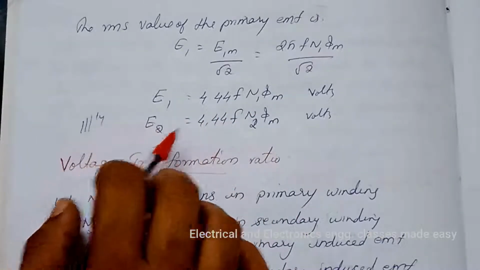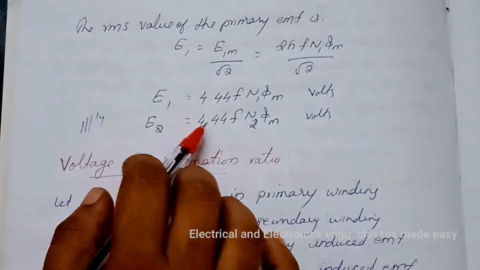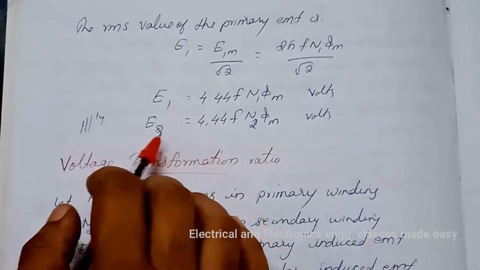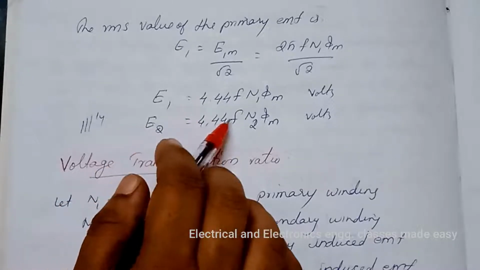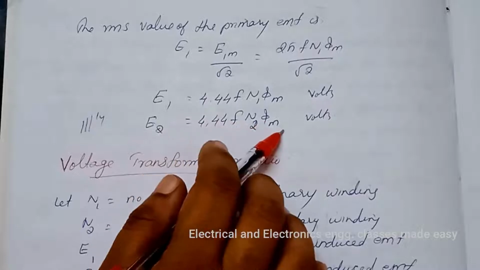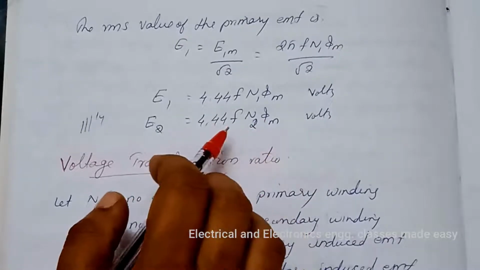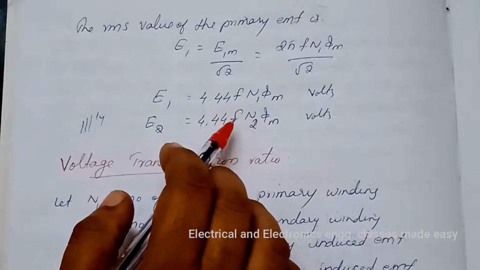Similarly, we can write E2, the RMS value of the secondary EMF: E2 is equal to 4.44 f N2 phi m volts. This is the EMF equation of a transformer.